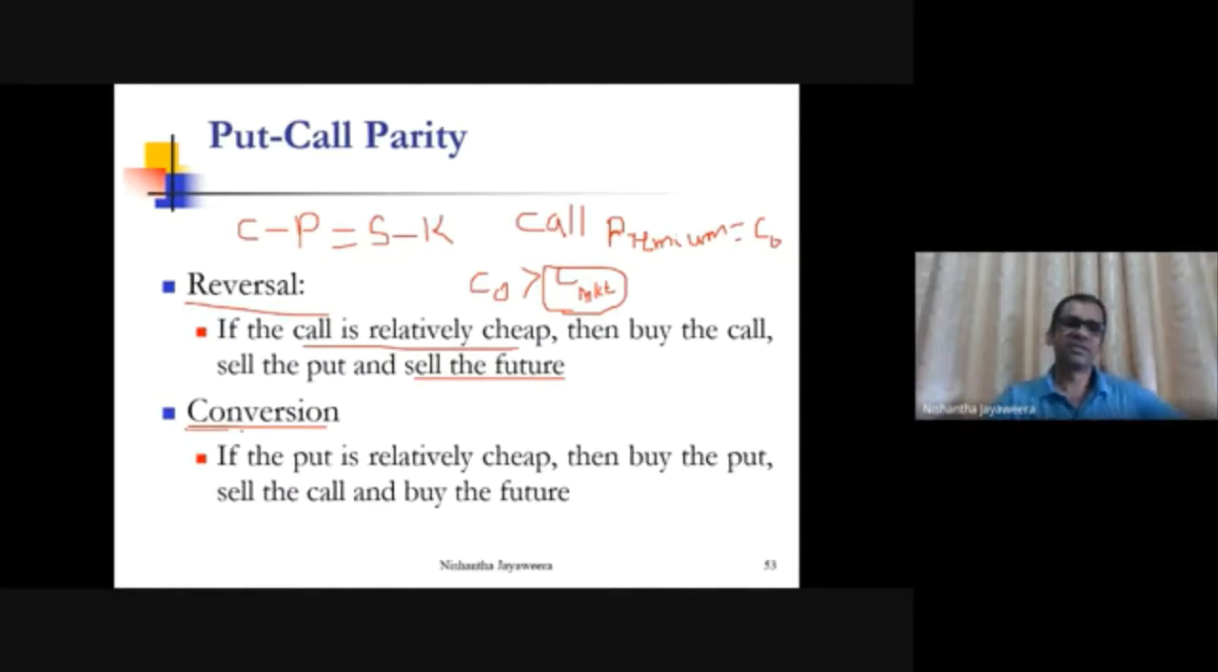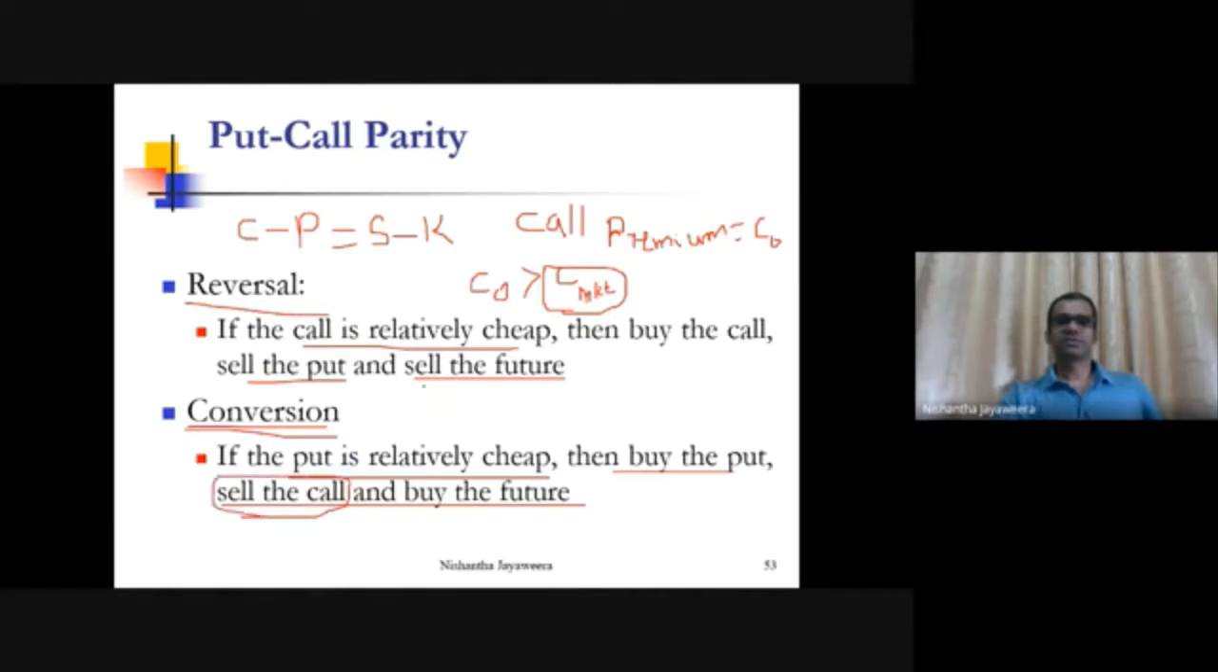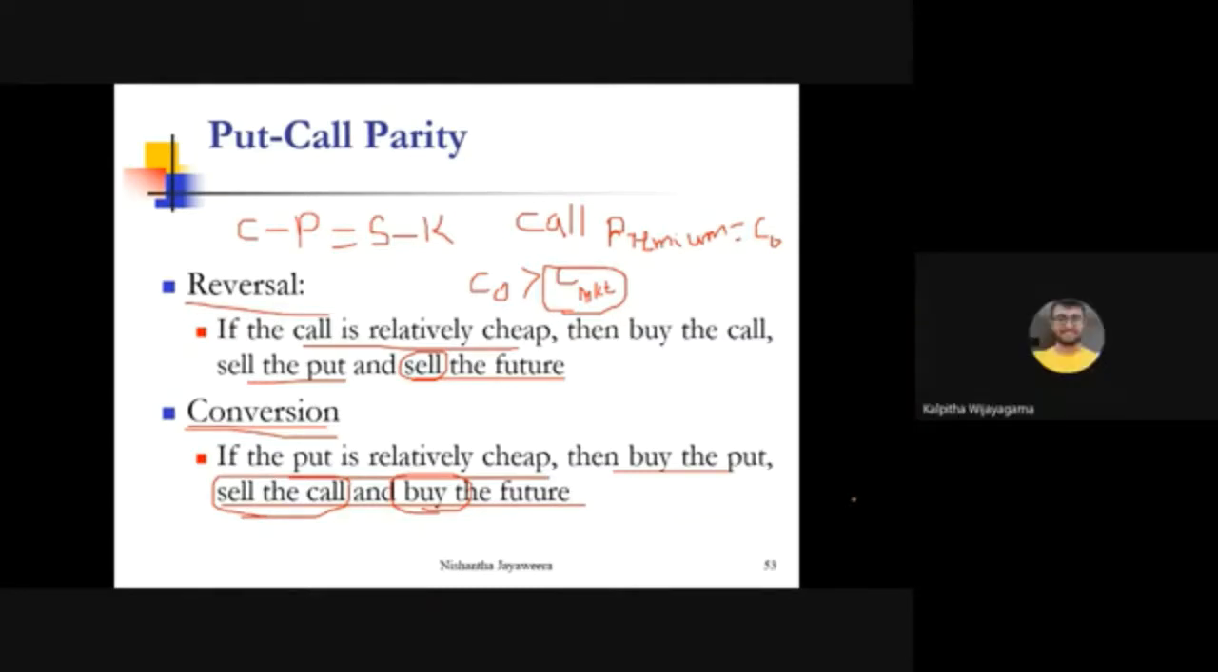In the conversion, it is the other way around. When the put is relatively cheap, then you buy the put, sell the call, and buy the future. So opposite of this: here you sell the put, there you sell the call; here you sell the future, there you buy the future. So that's how you hedge and exploit the arbitrage opportunity in the market. So why do you sell the future in the reversal part?